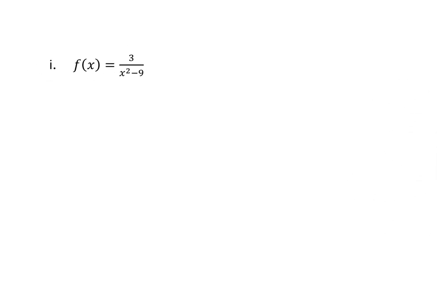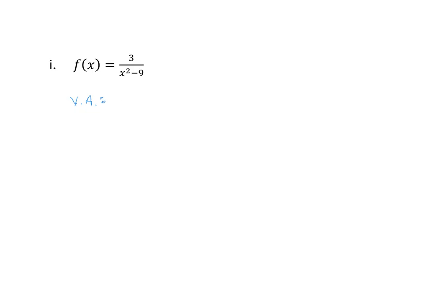All right, the last one that we have is going to be 3 divided by x squared minus 9. Let's go ahead and see what this looks like. The numerator does not factor. We don't have any holes on this one. And so what we're going to do is start with our asymptotes again.